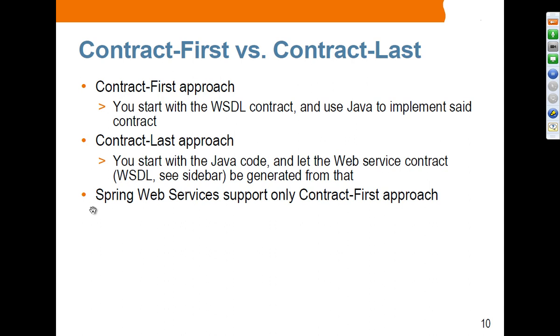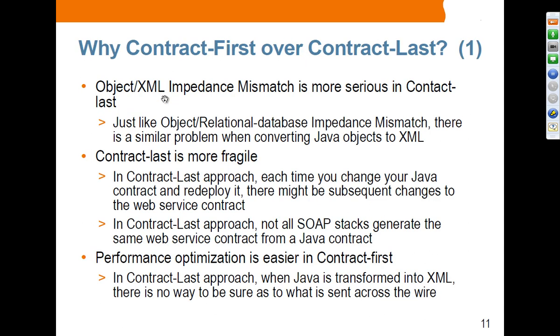And as I said, Spring Web Services supports only the contract first approach. These are the reasons why the Spring Web Services designers decided to support only contract first over contract last. There are various reasons. The first reason is that object and XML impedance mismatch is much more serious in the contract last approach.